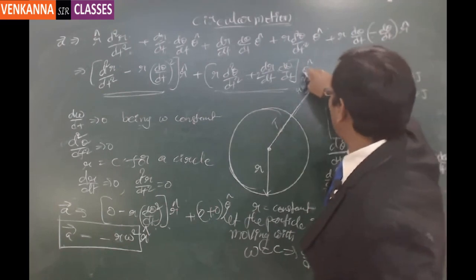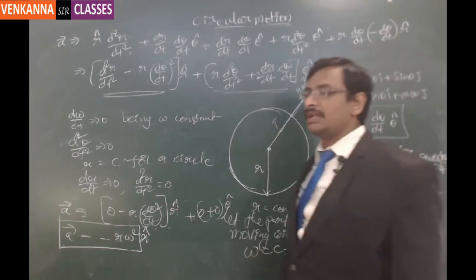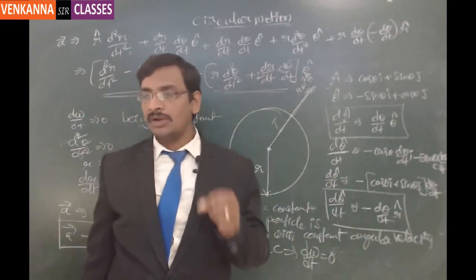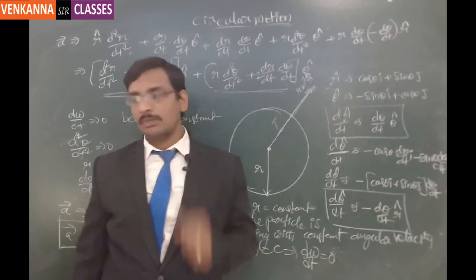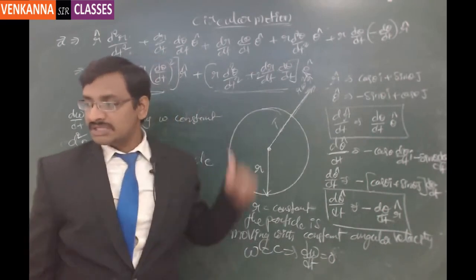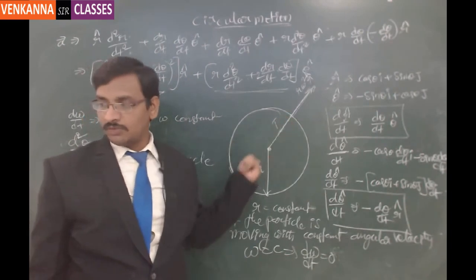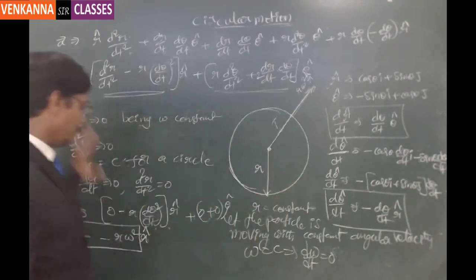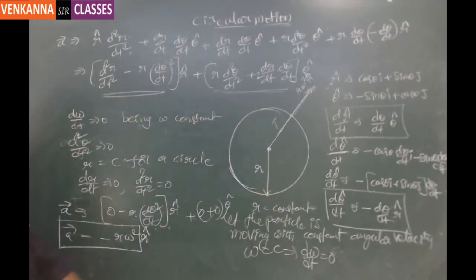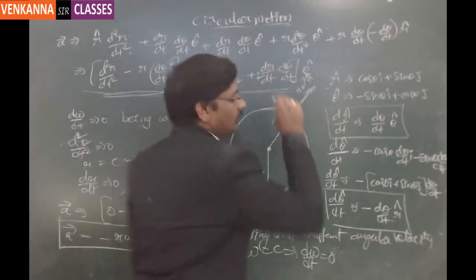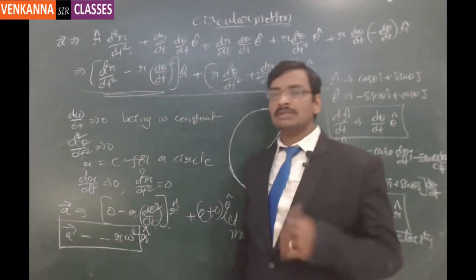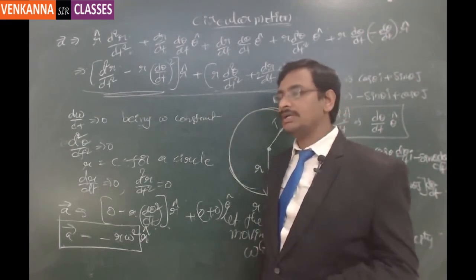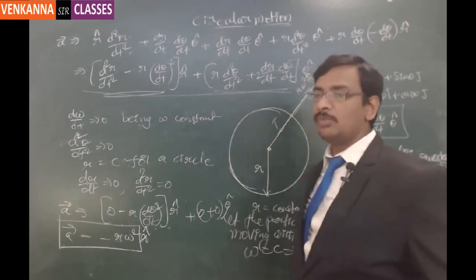So r omega square r cap is the centrifugal force that is acting on a particle when it is moving with a constant angular velocity in a circular path. Got it? This direction is very crucial. The centripetal force is towards the center and the centrifugal force is away from the center. This conclusion came from this relation, which is a master rule applicable to all kinds of movement, whether circular, parabolic, elliptical, or whatever the movement of the particle may be.